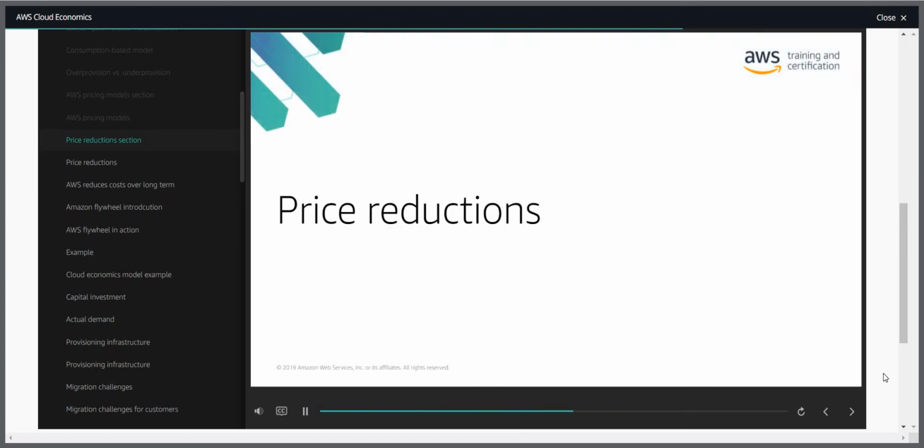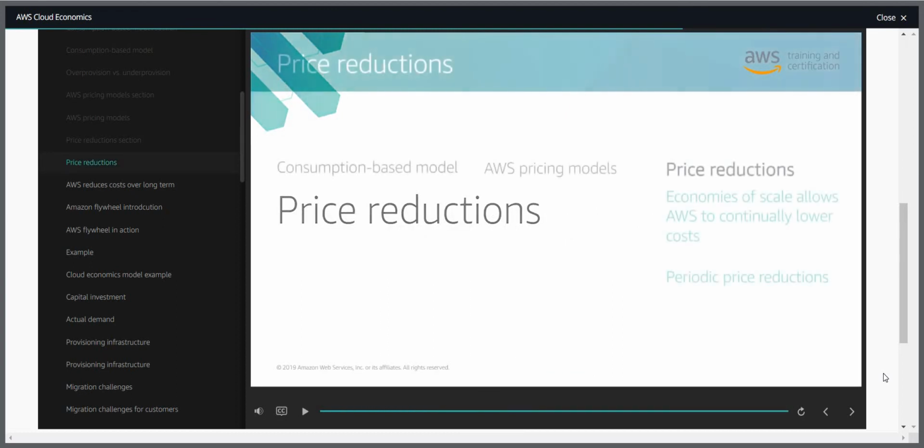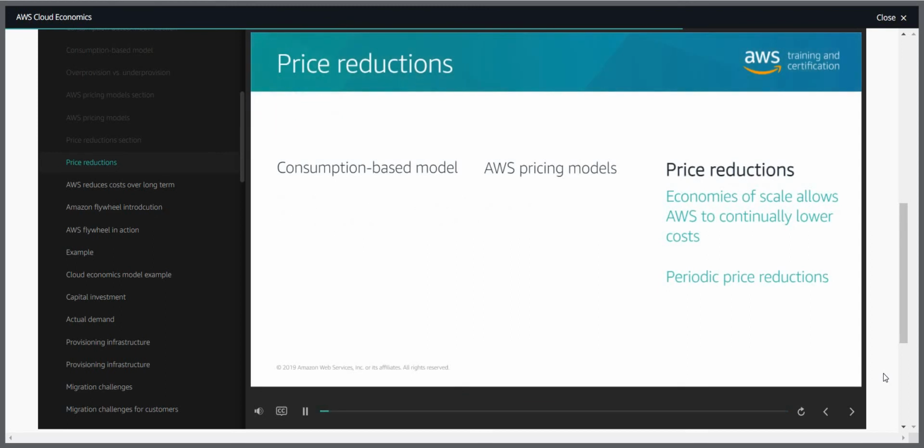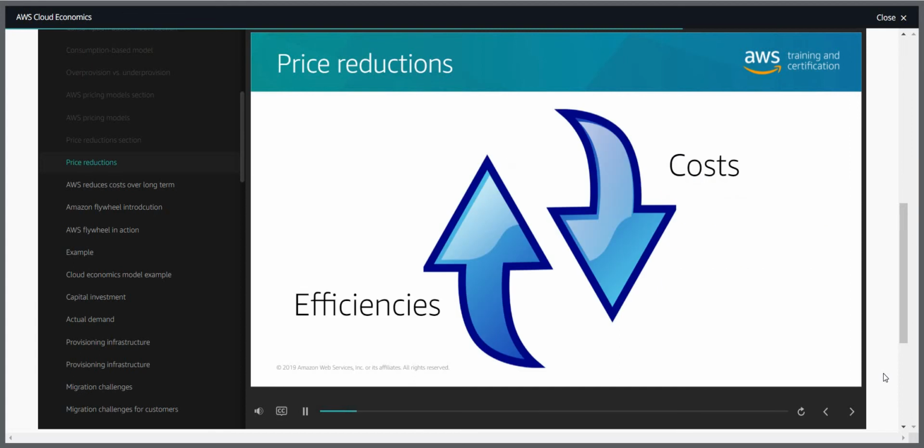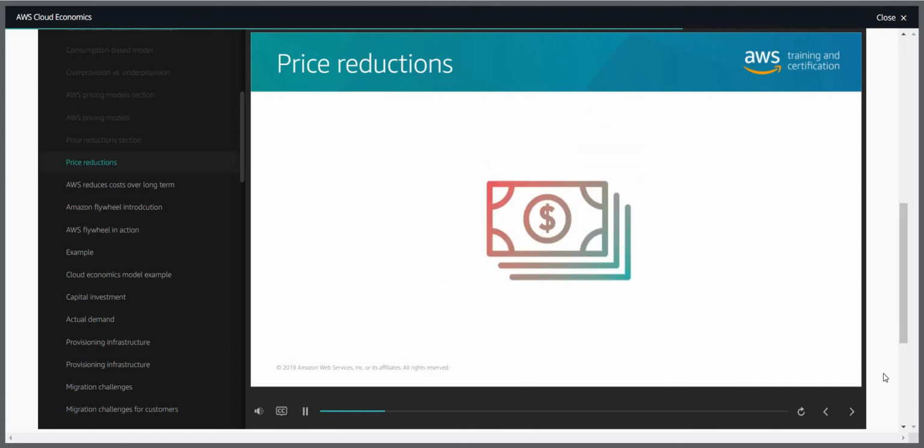In this section, you will learn about price reductions. A third way AWS lowers costs is by continually reducing prices. AWS operates on a massive scale, allowing us to increase efficiencies and reduce costs. We then pass the savings on to our customers through price reductions. Every time we reduce our prices, all AWS customers experience the savings immediately. When price reductions occur, customers automatically receive the lower prices. They never need to call us, contact an account manager, renegotiate a contract, or ask for the price reduction.